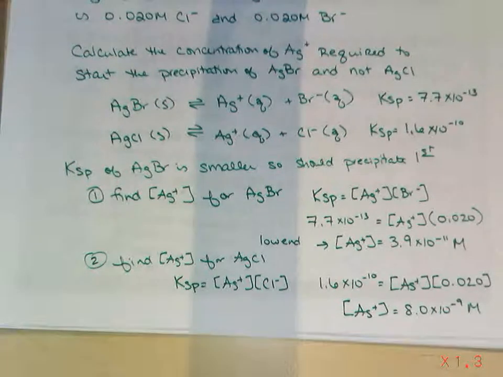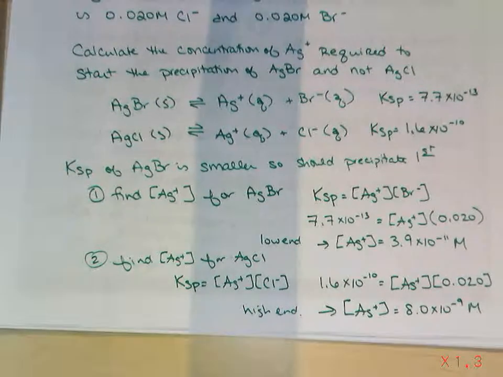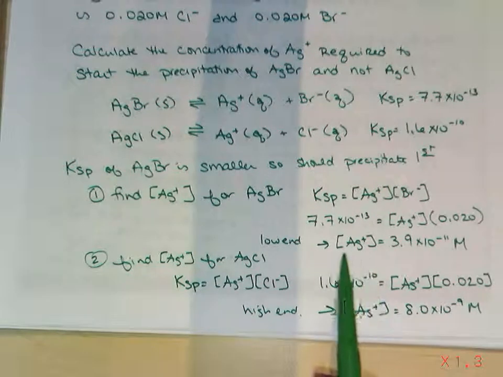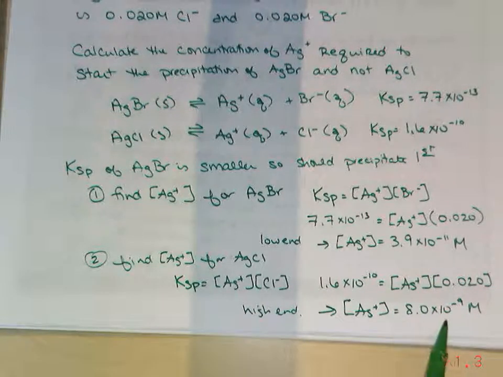So 8.0 times 10 to the negative ninth would be our high end. So to precipitate the silver bromide and not the silver chloride, you need to add enough silver ions to get to at least this molarity, but not so much that you're at this molarity, because then you start precipitating the wrong thing. So you just use the lower KSP, calculate the lower. And the higher, the higher. Pretty straightforward. How do I feel about that? Confident. Pretty good.